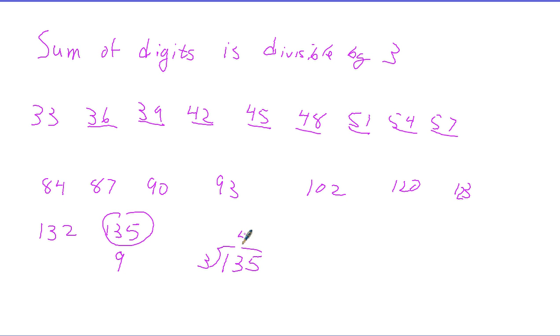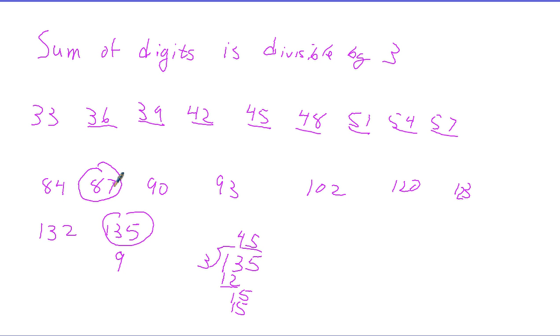4 times 3 is 12. Leaves a 1. Down comes the 5. 5 times 3 is 15. Sure enough, 45 times 3 makes 135. Here's a particularly tricky number under 187. 8 plus 7 is 15.